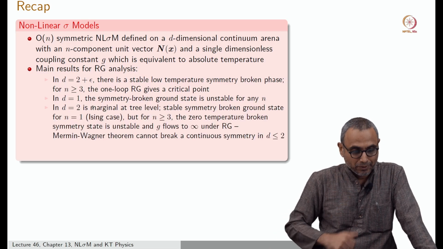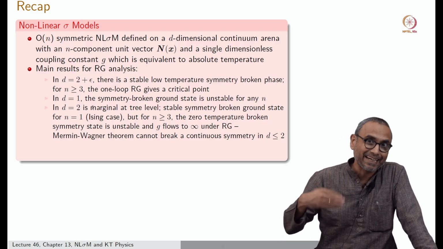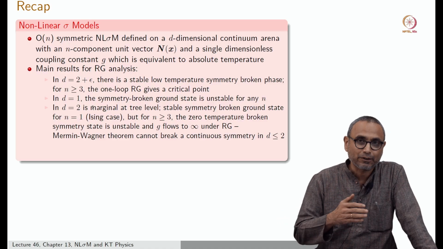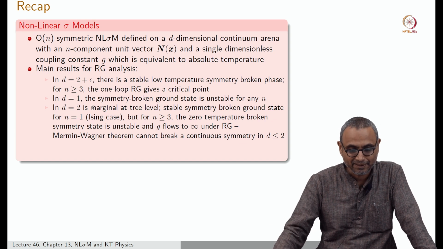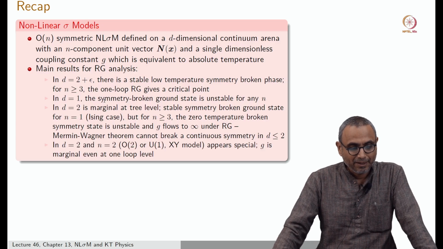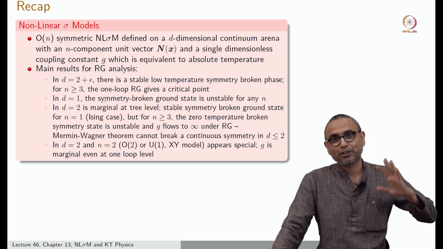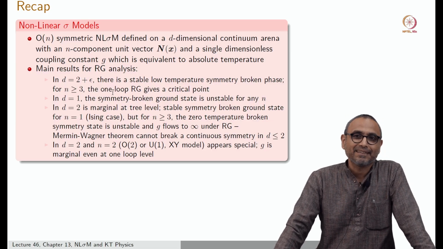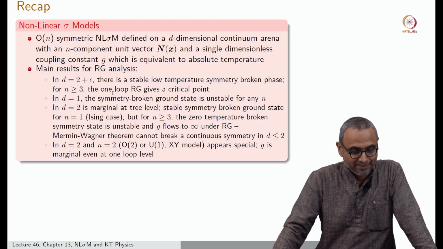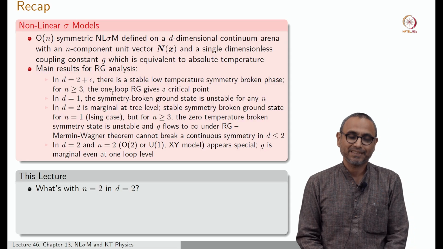In d equal to 2, this coupling constant g is marginal at tree level, and for n greater than 3 it is relevant, pointing to something like Mermin-Wagner theorem stating that you cannot have a broken continuous symmetry in d less than or equal to 2. In d equal to 2 and for n equal to 2, g turns out to be marginal even at one loop level, which is the subject of today's lecture. What is the story of n equal to 2 in d equal to 2? This is what we would like to address.